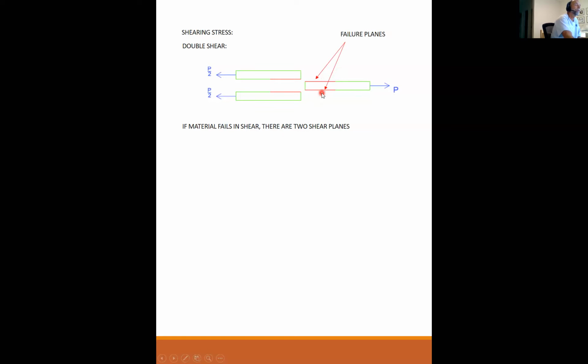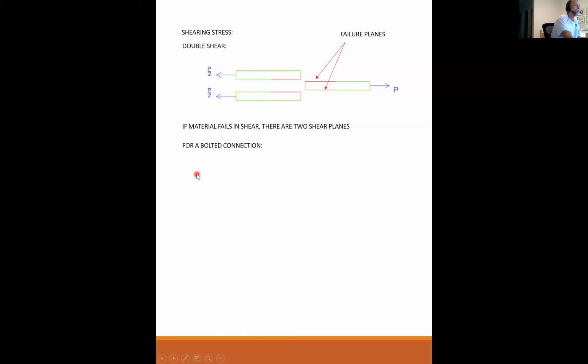Or you could have double shear. Double shear is where you're bringing the load through 2 plates. So the full load is in this plate, but each one of these plates by statics is sharing half of the load. So when this fails, as you can see, it has to tear through 2 planes. So if the material fails in shear, there are 2 shear planes. So you have the failure plane here and a failure plane here. So this is known as double shear.